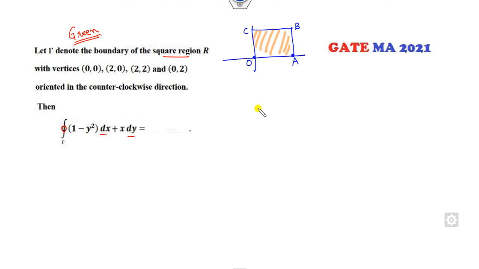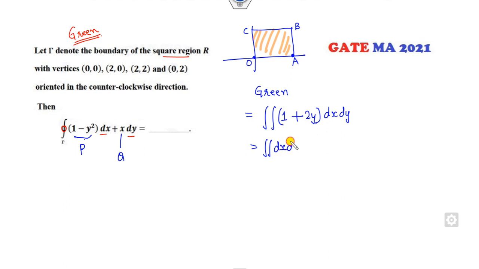Fine. Then by using Green's theorem, this is my Q, this is my P. So ∂Q/∂x minus ∂P/∂y, which gives 1 plus 2y dx dy. Now I can take the strip, or I can separate this into ∫∫ dx dy plus ∫∫ y dx dy. What is that? This is the area of this OABC, the square.